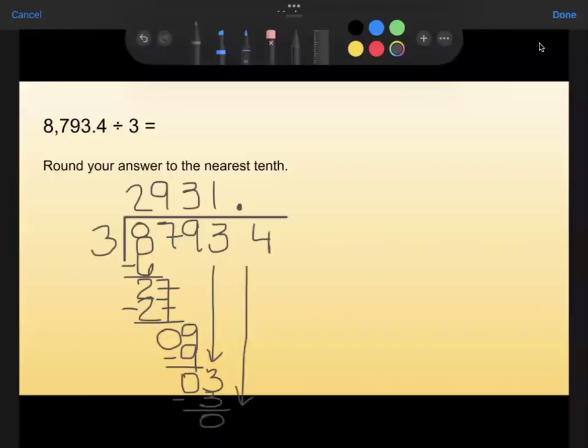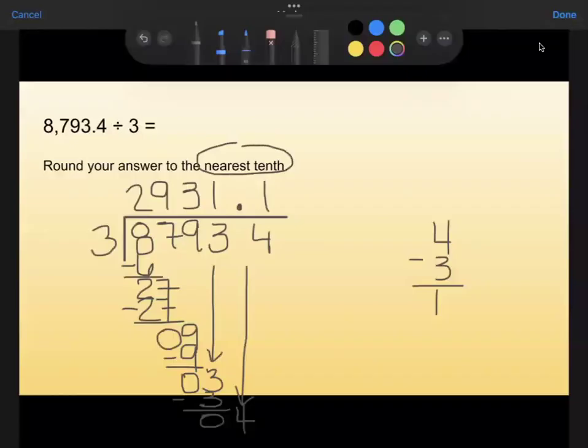Bring down the 4. Okay, now I might switch to the other side of the screen just because I'm running out of room, but 3 fits into 4 1 time. So I'm going to put that 1 here. 1 times 3 is 3. So I'm going to have the 4 here and subtract the 3. 4 minus 3 leaves us with 1. So I actually do have a remainder here. So this is where we're going to have to add a 0 and keep going until we get to enough place values that we can round to the nearest tenth.